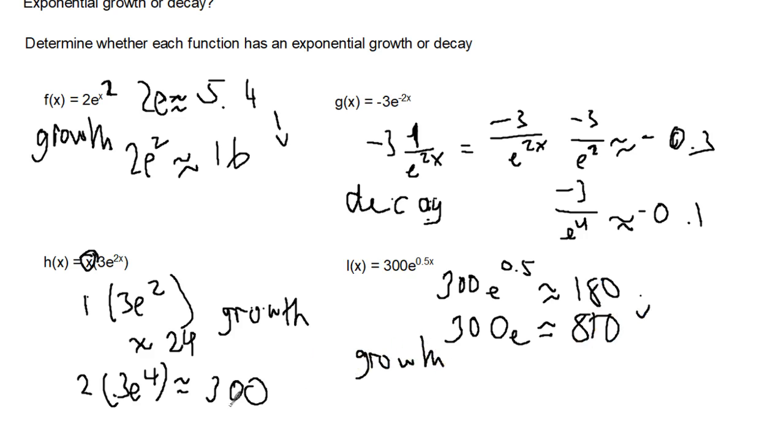So what can you conclude from this? You can conclude that exponential growth functions have a positive exponent. So if the x is positive, it's an exponential growth. 2x exponential growth. 0.5x exponential growth. Negative 2x, it's negative, so it doesn't have exponential growth, right?